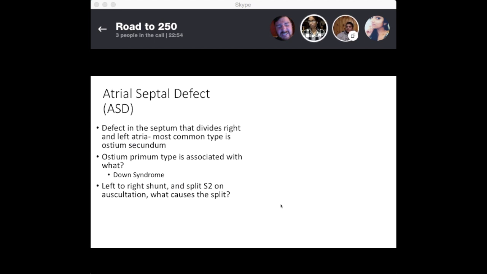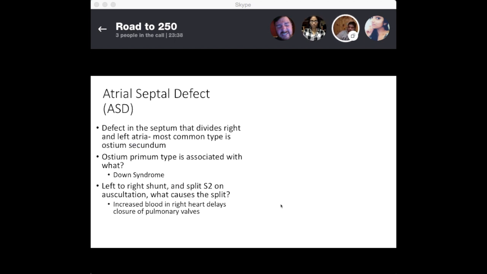What causes the split of S2? So it's increased blood to the right heart, delays the closure of the pulmonary valves. So aortic and pulmonic valves close together, but if the blood is higher, basically because there's a shunt, it adds more volume to the right atrium and right ventricle. So that delays the closure of the pulmonic valve, as the right side of the heart has to pump more blood relative to the left side. So that's why. And that causes the wide fixed splitting of the S2.